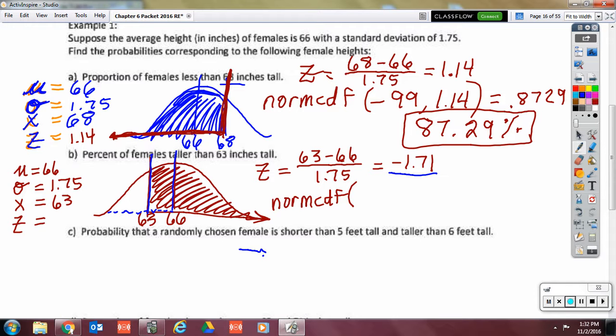So when I norm CDF, how am I putting information into this norm CDF? What is the low end? The lower bound is that negative 1.71 here, and what's the upper bound? Yeah, I'm going up to positive infinity, which I'm representing with 99, and so then that's how I'm getting that, which is, what's my total on that one? 0.9564? Okay.